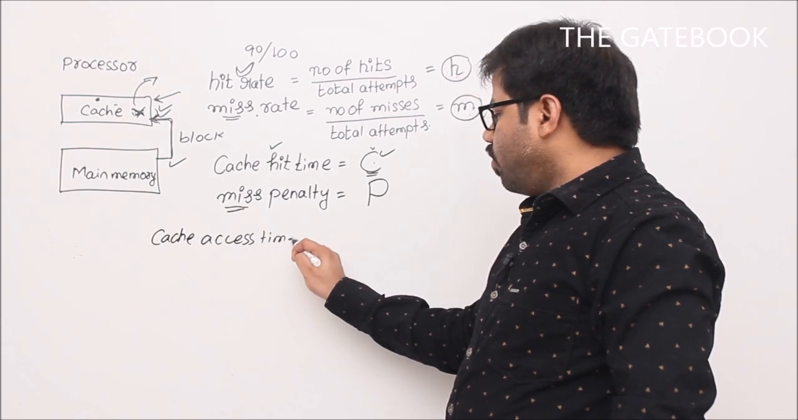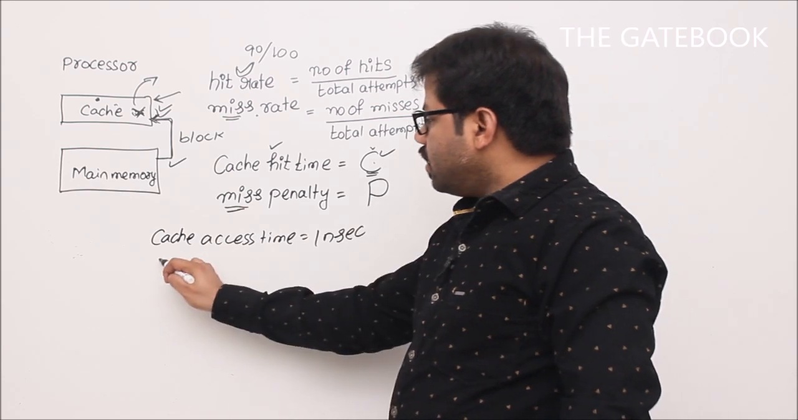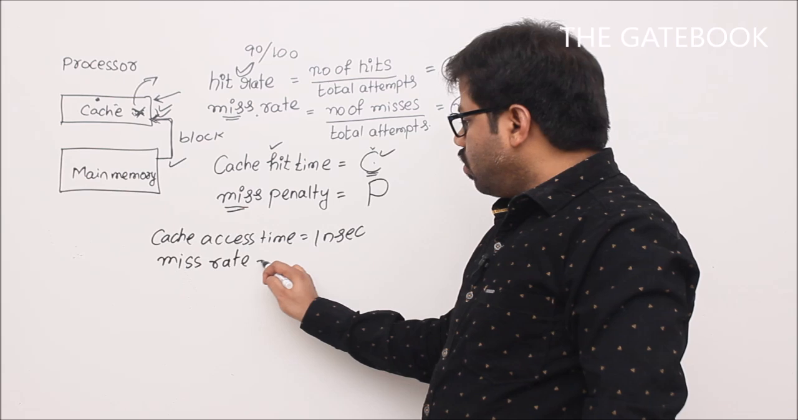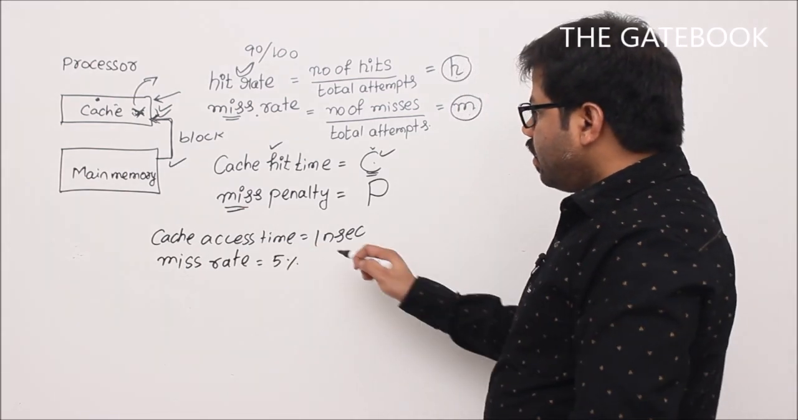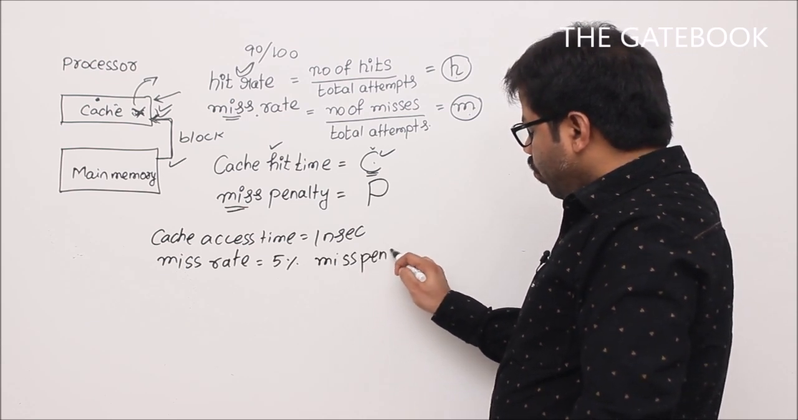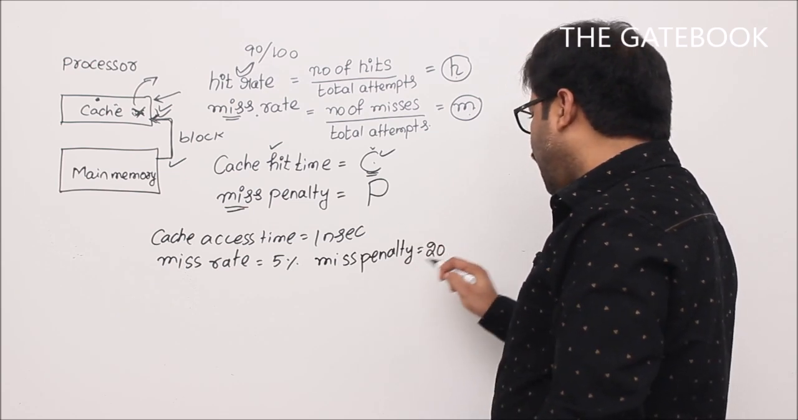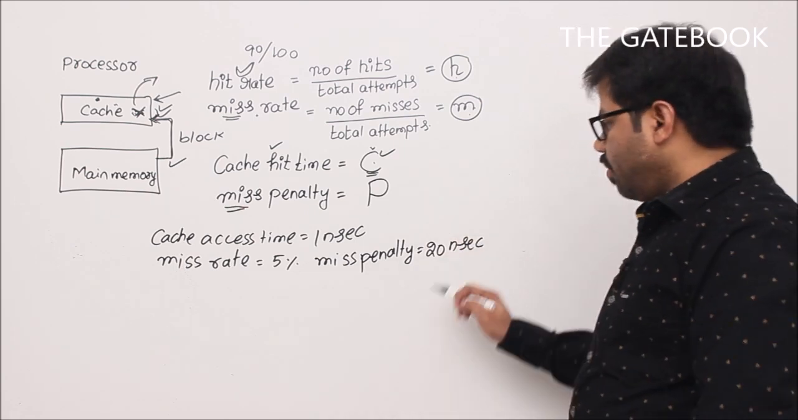Cache access time is, let's say, 1 nanosecond. They give it like this in the exam. They say that miss rate is 5%. Okay, then they say that miss penalty, if you miss in the cache, is let's say 20 nanoseconds. Then what is the average memory access time, they say?